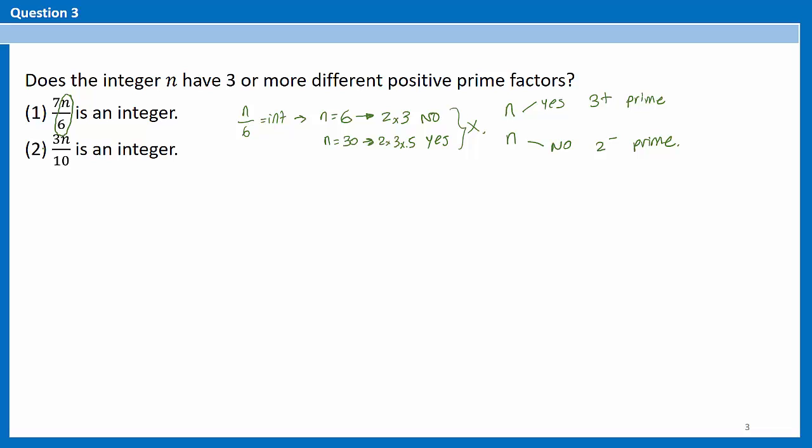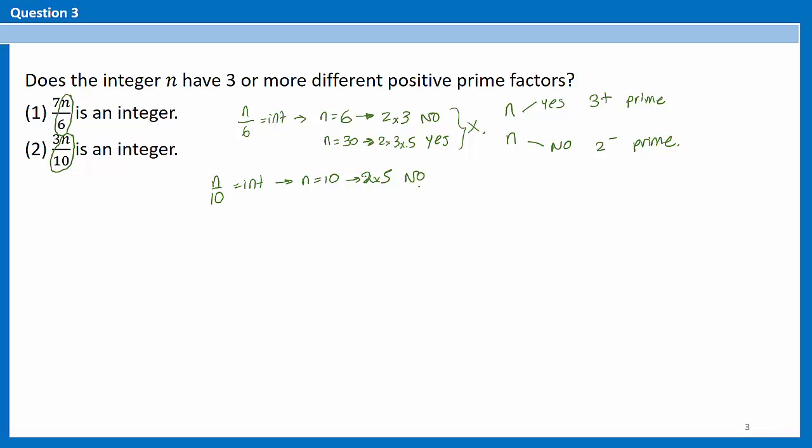Statement 2 says that 3 times n over 10 is an integer. Now the same story goes here because 3 and 10 do not have any common factors, so it cannot be simplified any further, meaning that n over 10 must be the integer. Okay, so if n over 10 is an integer, well, n could be 10, and 10 is 2 times 5, so it has only 2 prime factors. So for the question, it would answer no.